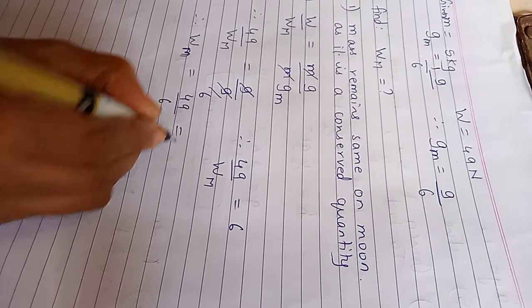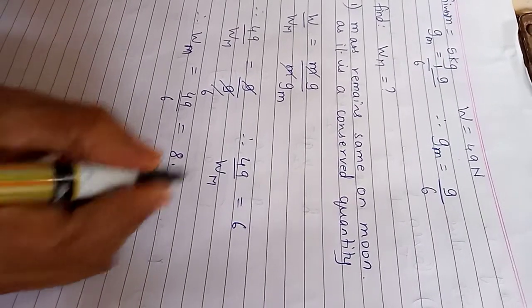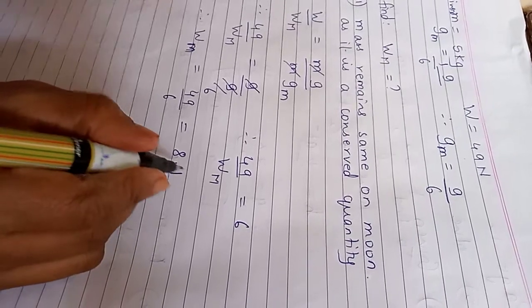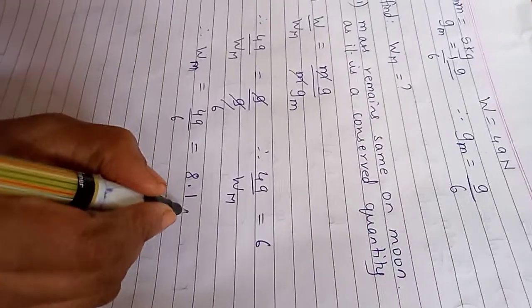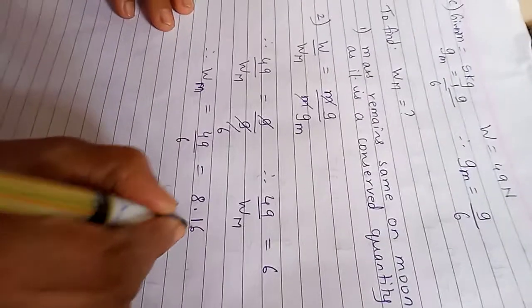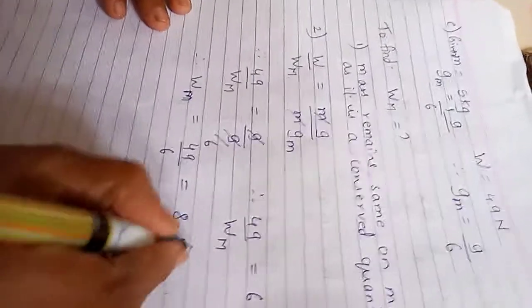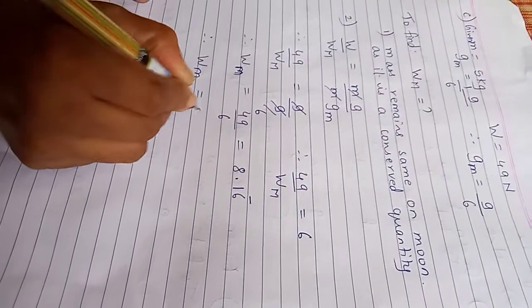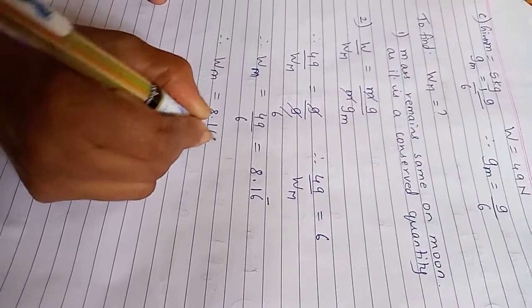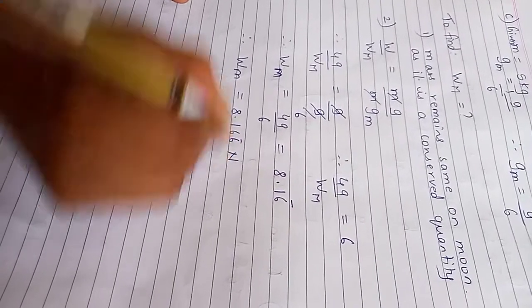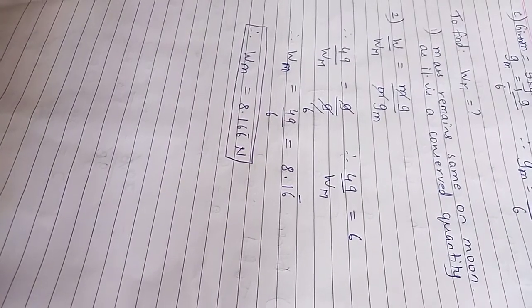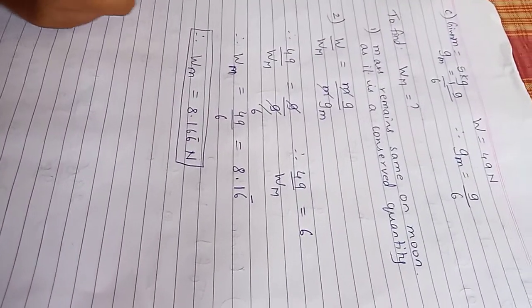49 upon 6 is what? 6 8s are 48. 1 remains. 0. 6 1s are 6. 4 remains. 4 remains means 6 6s are 36, recurring. Okay, is it fine here? That's it. So write the answer in a box. 8.166 recurring Newton. Don't forget to write the unit. It carries half mark, students. Okay? Go to problem number D.